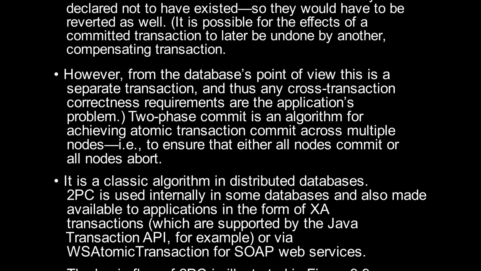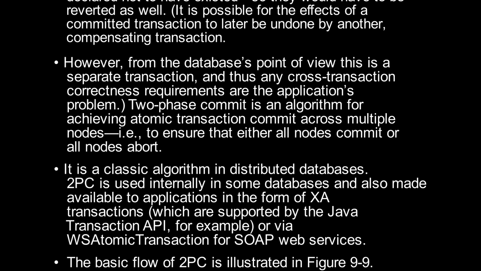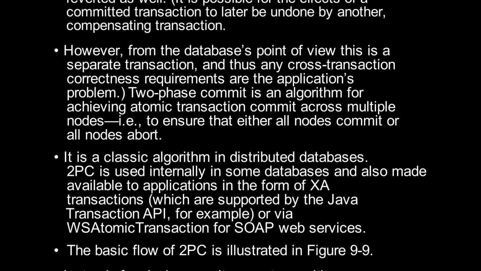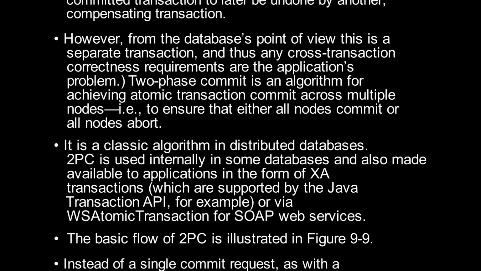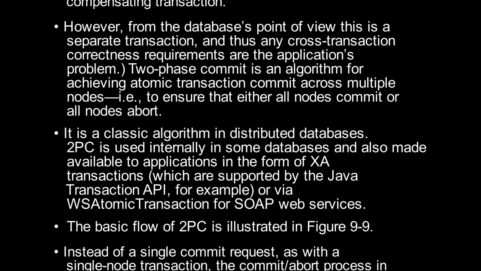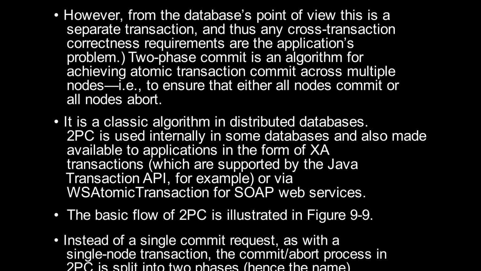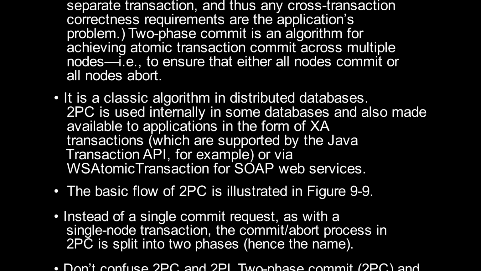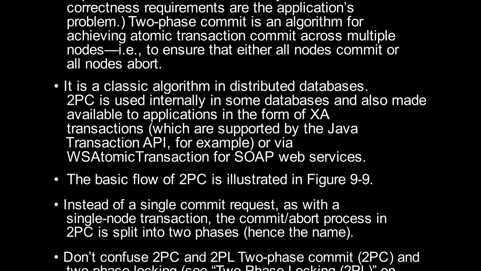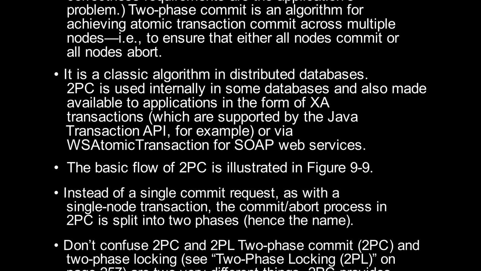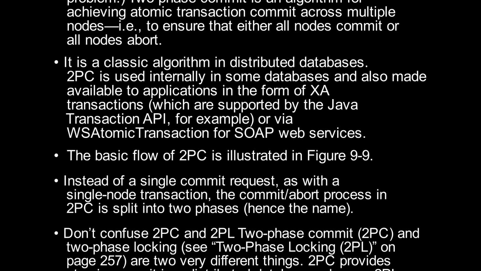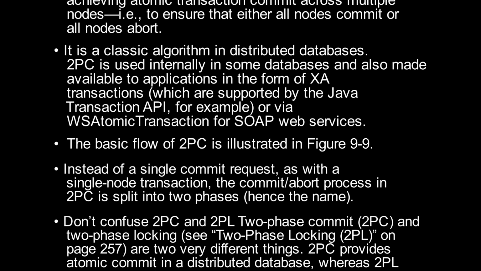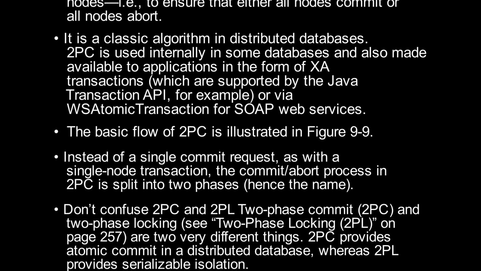2PC is used internally in some databases and also made available to applications in the form of XA transactions, which are supported by the Java Transaction API, for example, or via WS-AtomicTransaction for SOAP web services. The basic flow of 2PC is illustrated in Figure 9-9. Instead of a single commit request, as with a single-node transaction, the commit/abort process in 2PC is split into two phases, hence the name.